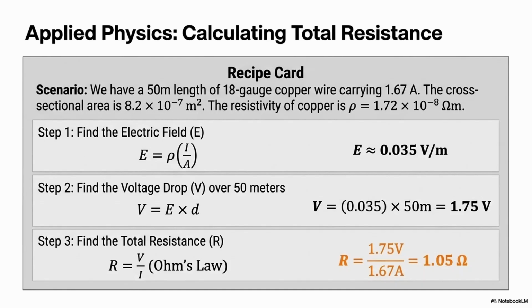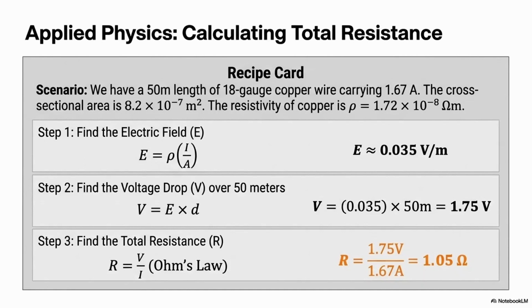Let's just pause and actually look at what that means. 50 meters is half the length of a football field. That is a long wire. We are talking about a significant distance to push a physical current through a solid metal lattice. And the math walks us through it. The expert breakdown here says we calculate the voltage drop over that entire 50-meter distance, and it turns out to be only 1.75 volts.